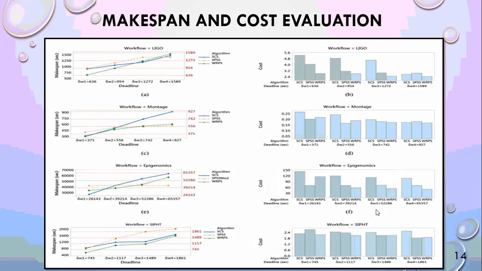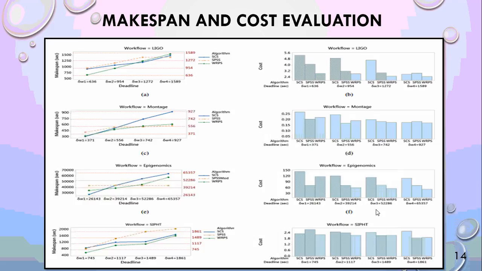It is important to evaluate the makespan because it is one of the main objectives, to execute a task before the deadline. And the cost chart is also important because it is another main objective: we should meet the deadlines, and also the system should be cost efficient. Let's consider each of the workflows.